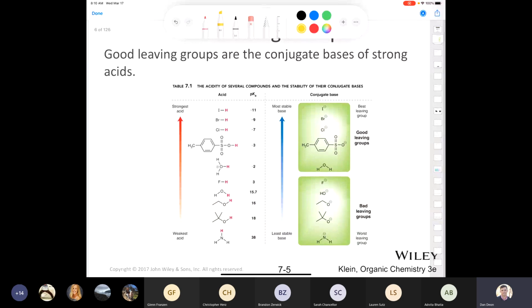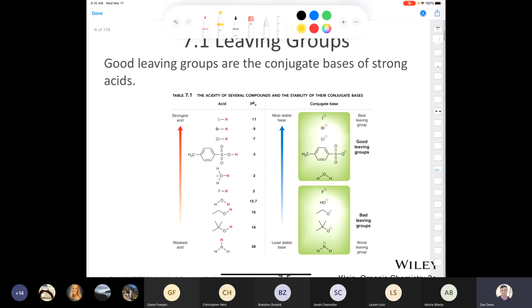Good leaving groups are nothing more than the conjugate bases of strong acids. So put another way, good leaving groups are going to be weak bases. Okay? Now, again, you can think about it either way. The way that I like to think about it is I think, okay, is this the conjugate base of a strong acid? It's going to be a good leaving group. If you like to think, well, this is going to be a weak base, that works too. Either way, you're saying the exact same thing.